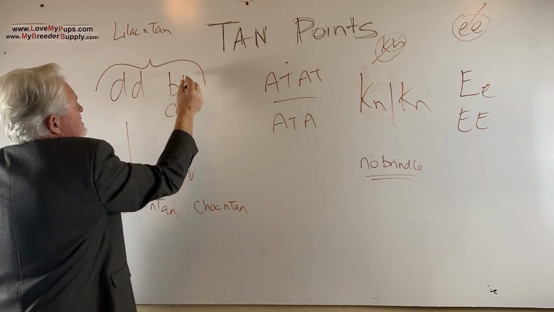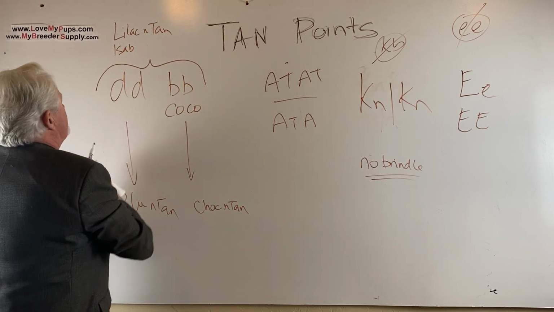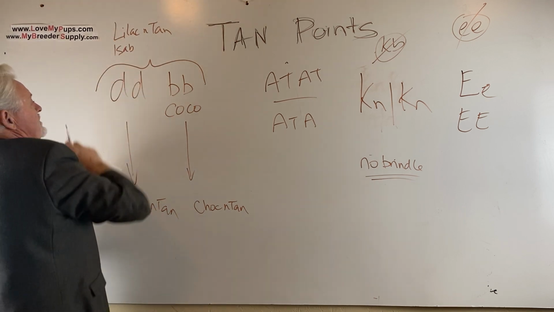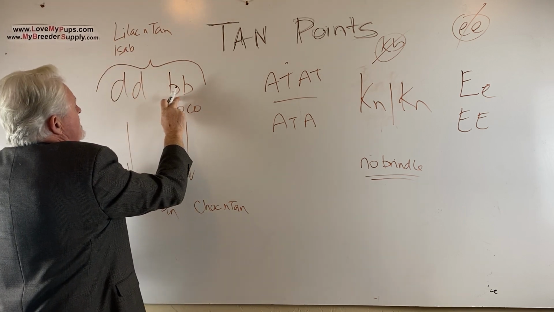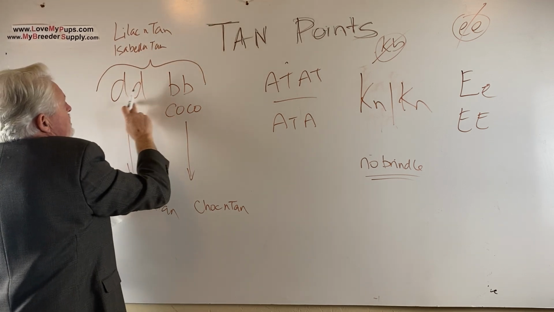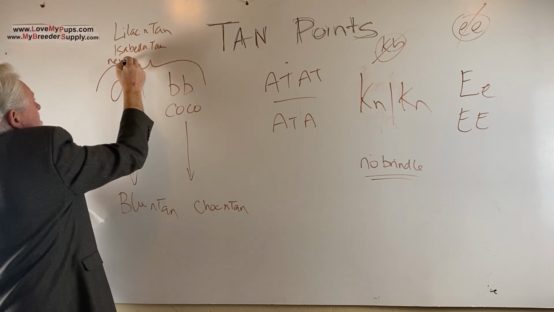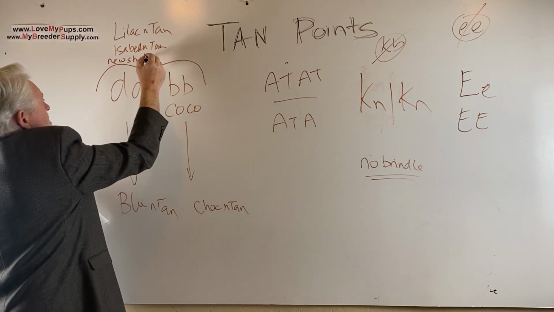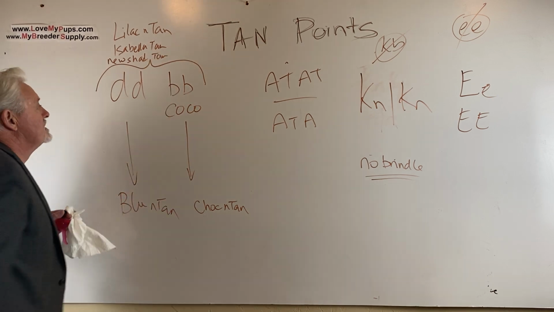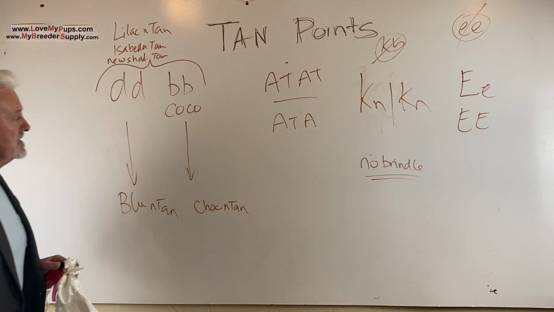Or if it's a BB, it's an Isabella tan. Excuse me, that's not true. Yes, if it's blue and chocolate, it's an Isabella tan. And if it's a blue and both of these chocolates together, it's a new shade tan. So we've got blue and tans, chocolate tans, lilac and tans.